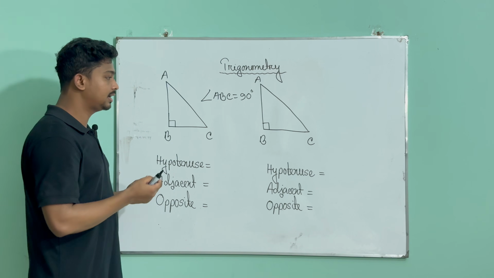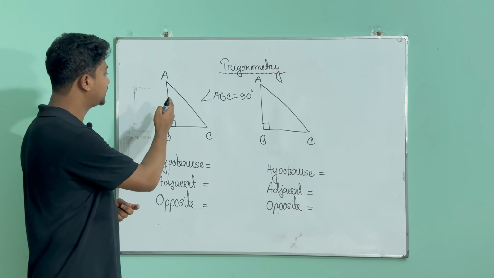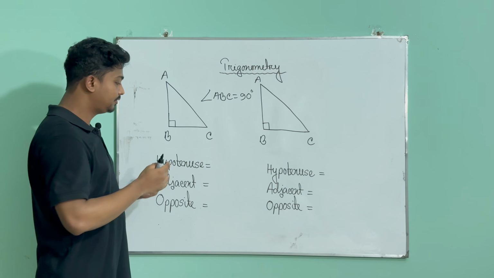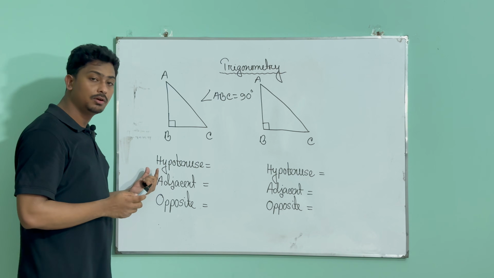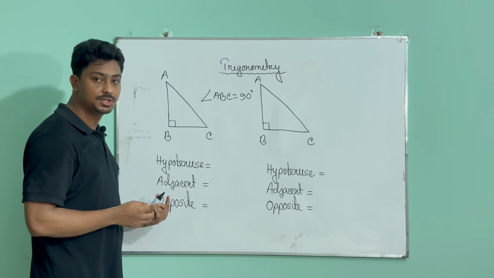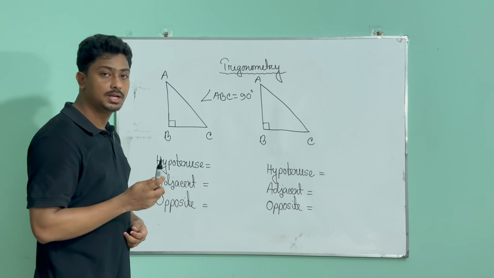Now, in a right angle triangle, when you talk about the sides, we have three sides here, AC, BC, and AB. We can divide them into three things. One of them we are going to call the hypotenuse. The other one is the adjacent. The other one is the opposite. It's very important to understand which one is what.